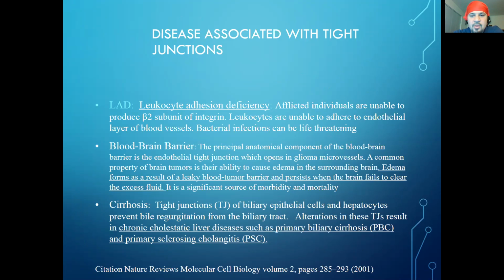Like I said, blood-brain barrier, which I highlighted, is where edema forms as a result of a leaky blood-tumor barrier and persists when the brain fails to clear excess fluid, which can lead to death. The common property of brain tumors is their ability to cause edema in the surrounding brain tissue. Cirrhosis is where the tight junctions of biliary epithelial cells and hepatocytes prevent bile regurgitation, which leads to chronic cholestatic liver disease and primary biliary cirrhosis and sclerosing cholangitis, which I'm not real sure what that is, to be honest.